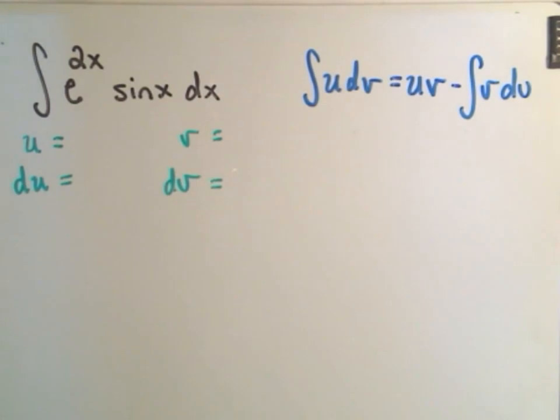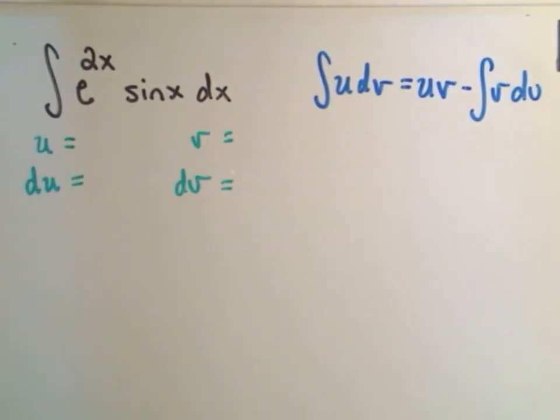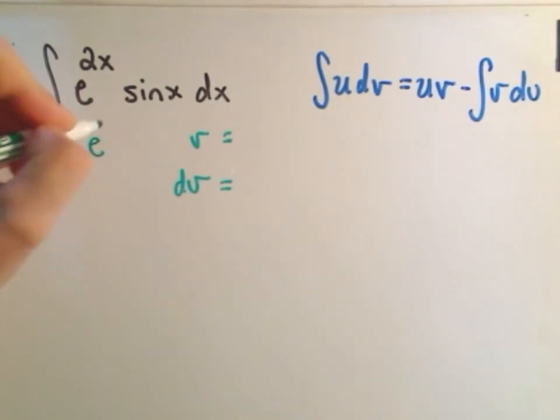There's a couple little rules on how you pick your u. A lot of times I pick u to be the thing that when I take the derivative of it, it becomes more simple. Well, if I take the derivative of e to the 2x, I'm going to have to use the chain rule. I'll get e to the 2x times 2. That doesn't really seem much better. Likewise, if I let u equal sine x, I just get cosine x. Again, that doesn't seem much better. But we'll have faith and see what happens.